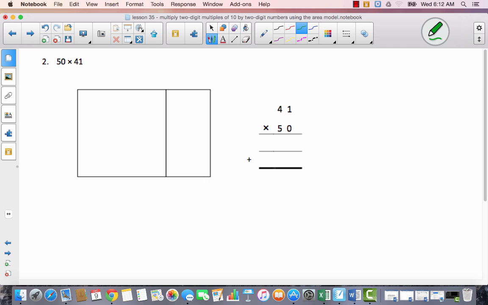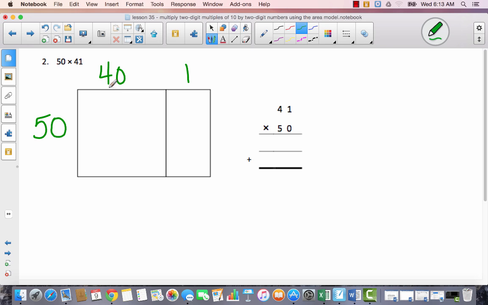All right, so again, I've got 50 times 41. My multiple of 10 is going to go over here where the width would be. And then for the length, I'm going to take 41 and write it in expanded form. Why don't you try to go ahead and do the multiplication? Pause the video and see if you can find the answer by yourself.